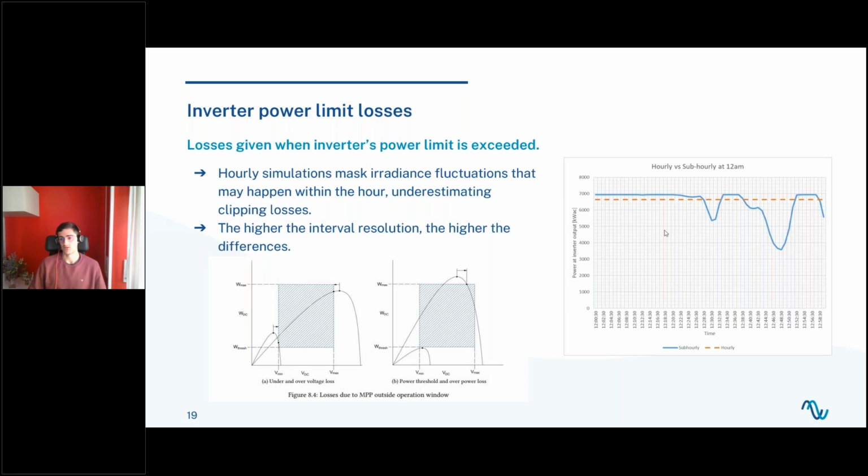So for this reason, always for sub-hourly simulations, we will get higher losses in terms of inverter clipping, because for sub-hourly, we will be considering the intervals that are above and below this limit. We will be considering the irradiance fluctuations, and with hourly, as we are averaging the irradiance of the hour, we are not considering these fluctuations.